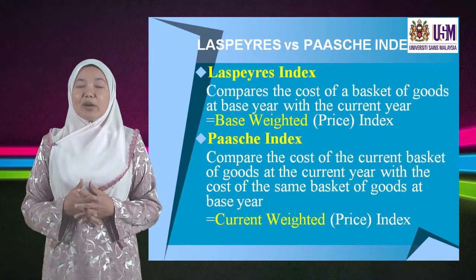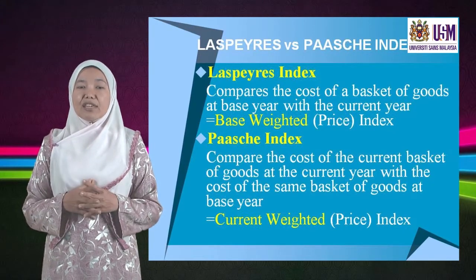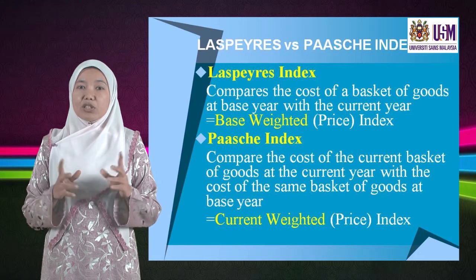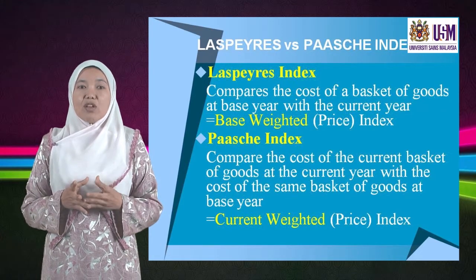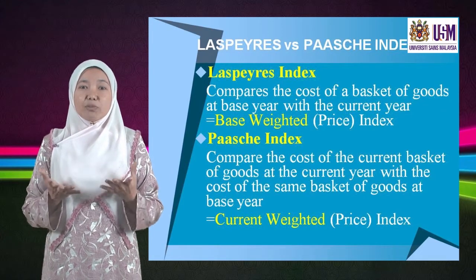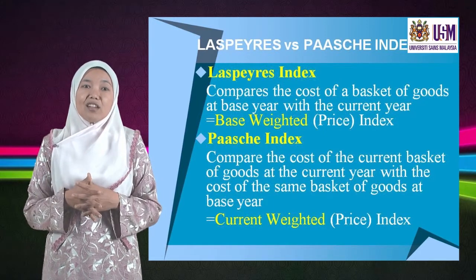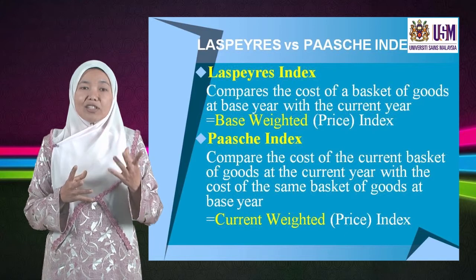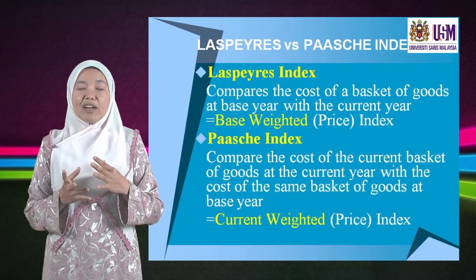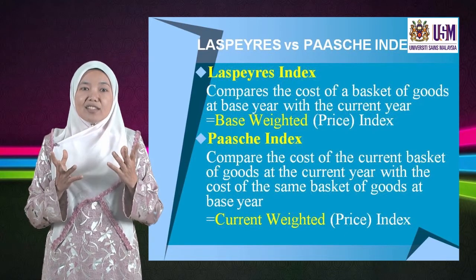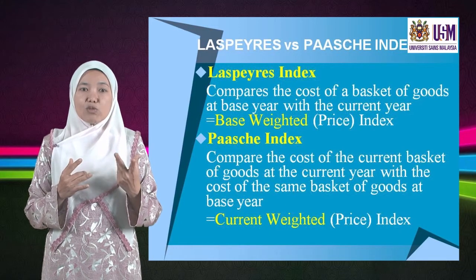When we discuss index number, there are two types of index that are very important for you to understand. The first one is what we call the Laspeyres index, and the second one is what we call the Paasche index. I'm not sure about my pronunciation, I hope I got it right. So Laspeyres and Paasche index. The spelling is exactly like that. I think it's someone's name.